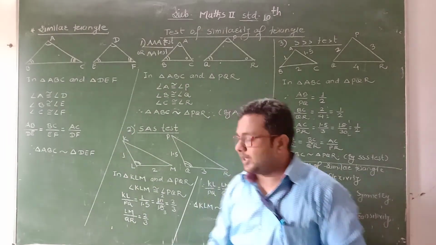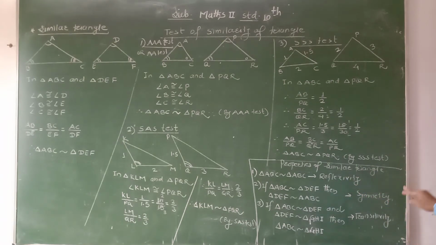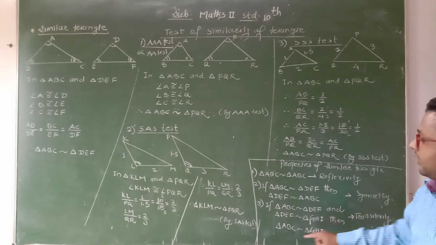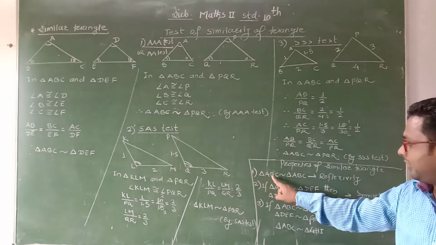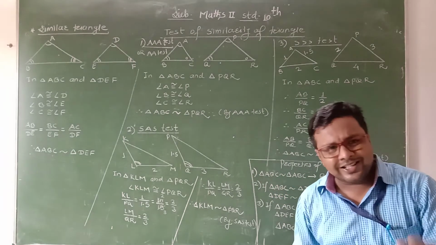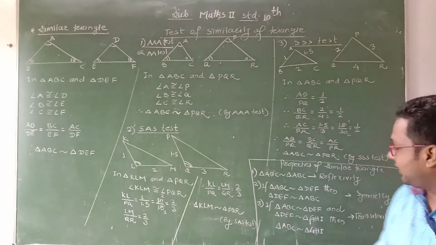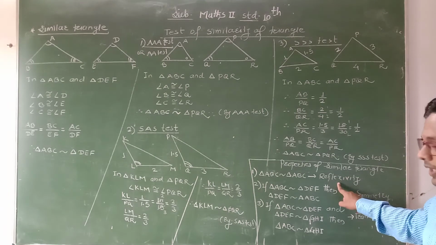Now next topic is properties of similar triangles. Now three properties are given. It is very simple. First property is triangle ABC is similar to triangle ABC. This means a triangle is similar to itself. Okay. Then this property is called the reflexivity.